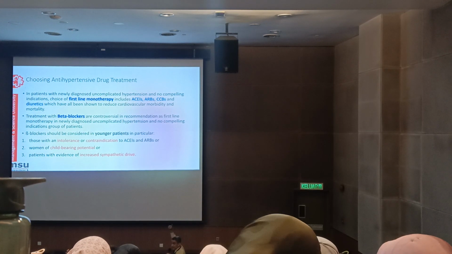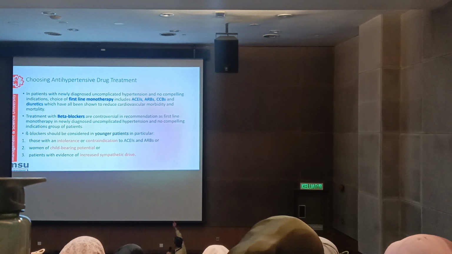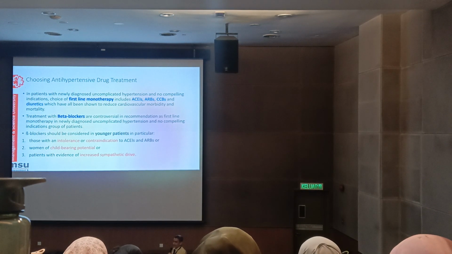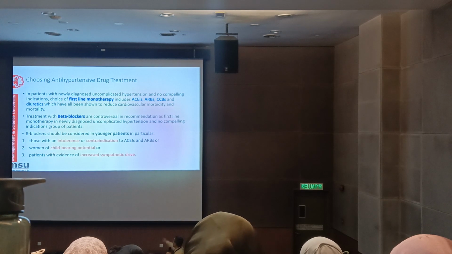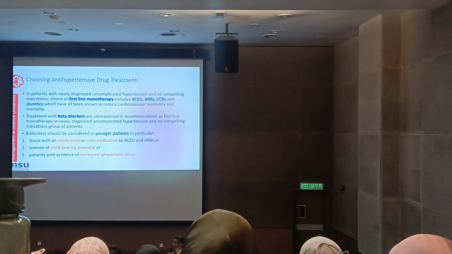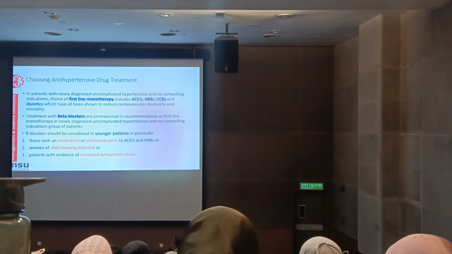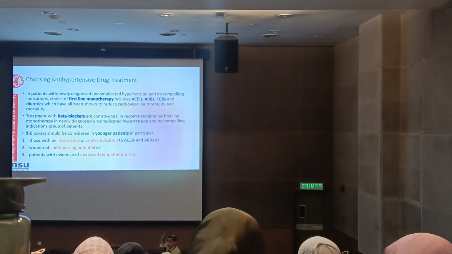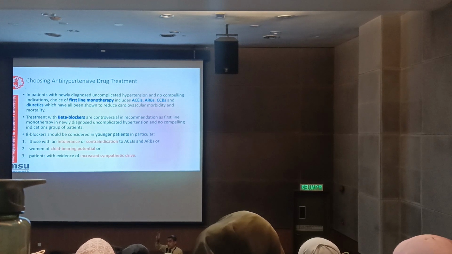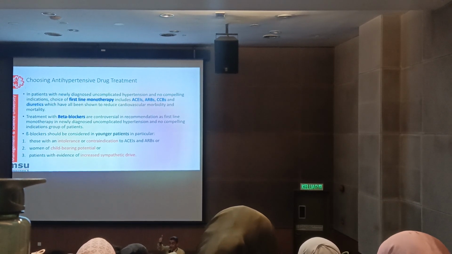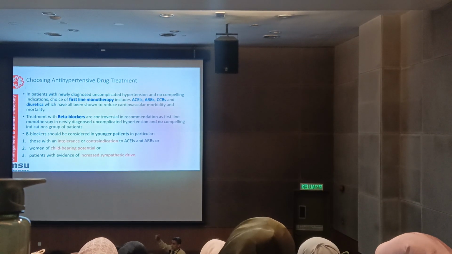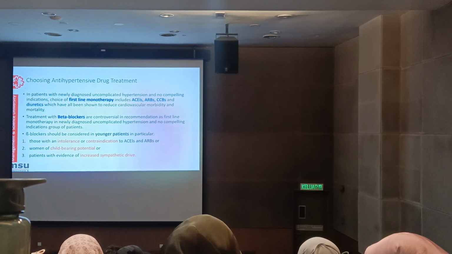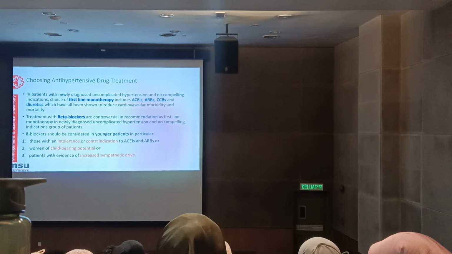These are ACE inhibitors, ARBs, calcium channel blockers, and diuretics. Okay, or angiotensin receptor blockers. All this you can see now in the renin-angiotensin system. You have two classes: ACE inhibitors and angiotensin receptor blockers, and we have calcium channel blockers and diuretics. Fine.